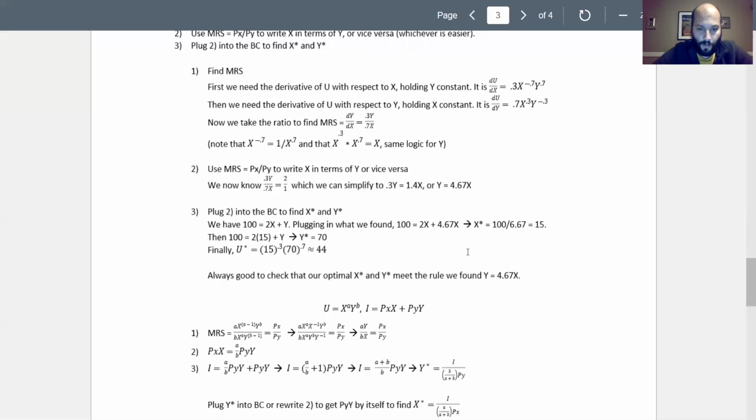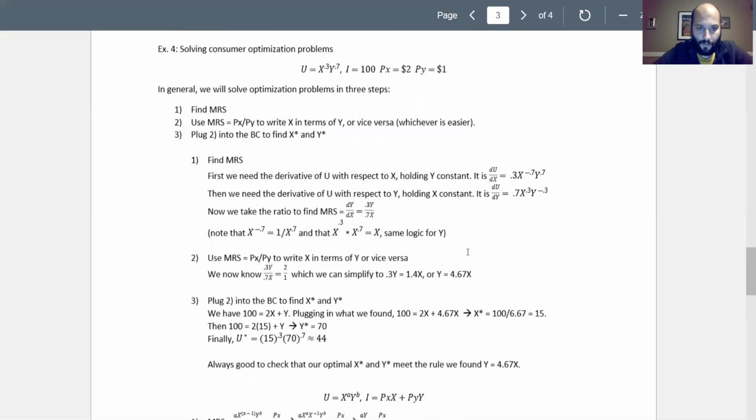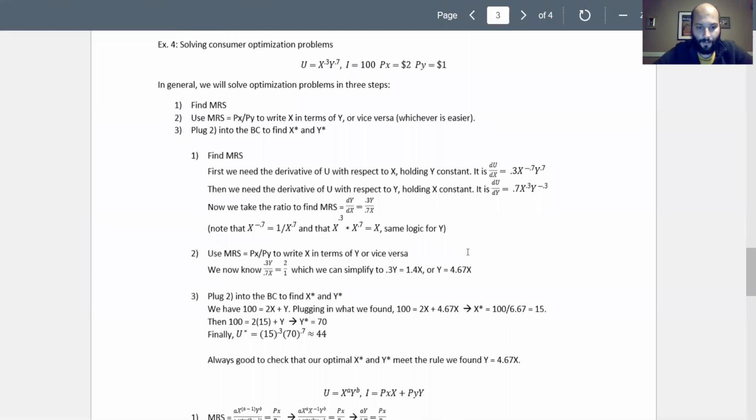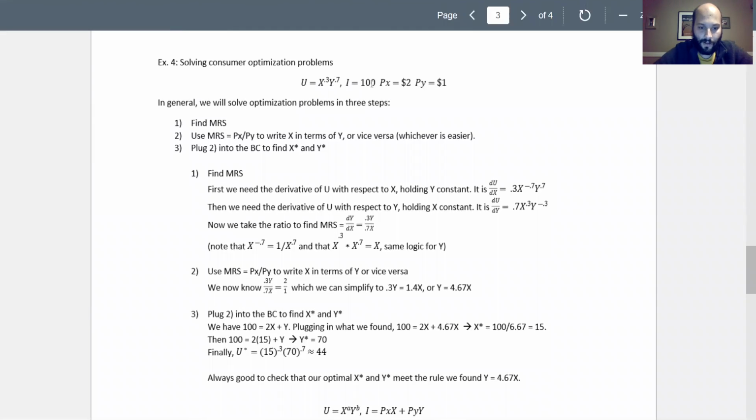Okay, so finally, we want to find our optimal x star and y star. So we're going to plug that into the budget constraint. The budget constraint is income equals px times x, where px equals 2, plus py times y, 1 times y, right? So here is our budget constraint, 100 equals 2x plus y. We also know that y equals 4.67x at our point of tangency. So we can plug that slope at the point of tangency into our budget constraint to find where they're equal, right? We find x star equals 15.